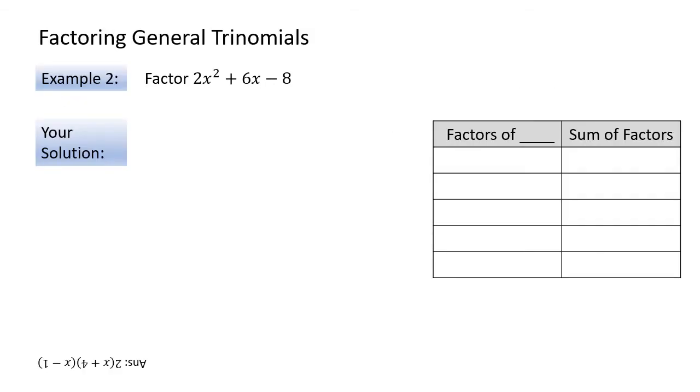So again, let's look at one example of this. Factor 2x squared plus 6x minus 8. In this case, we can actually factor out a 2 from each term. And if we do that, we get 2 times x squared plus 3x minus 4. So I've simply factored out a 2 from all three expressions. And now we have a term here with an x squared and a coefficient of 1 behind it.